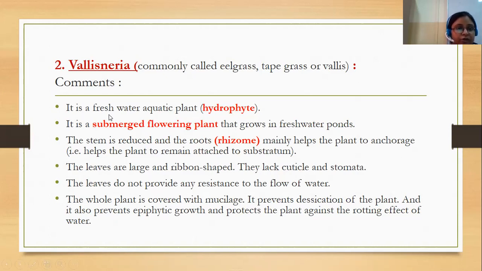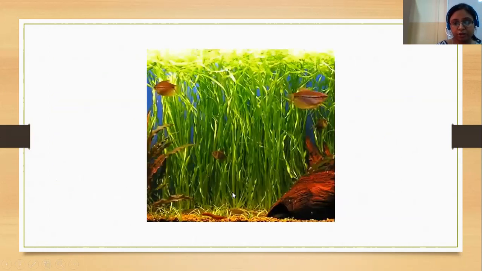Again, this plant is a freshwater aquatic plant. Again, it is a hydrophile. It is a submerged plant, and it has beautiful flowers on it at the time of the sexual reproduction. All these plants are submerged plants. They grow in freshwater ponds. Fine. Here the stem is very reduced. Here you cannot see any stem.